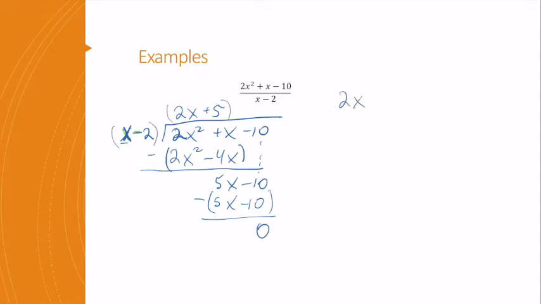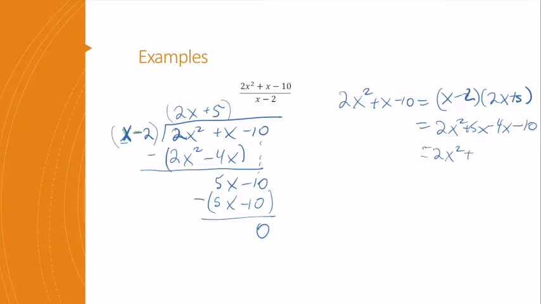I can rewrite 2x squared plus x minus 10 as x minus 2 times 2x plus 5 because the remainder was 0. And you see if I FOIL these back out, I'm going to get back to our original polynomial. That's what we want to be able to do. So these are factors. I factored that degree 2 polynomial, which you guys could have probably already done using one of our many factoring methods.